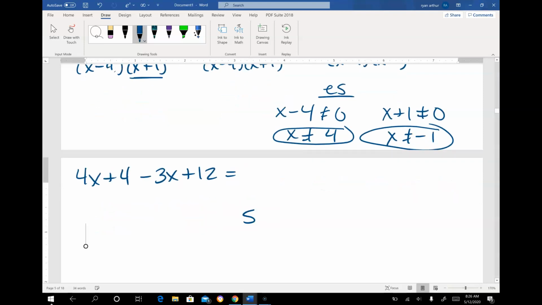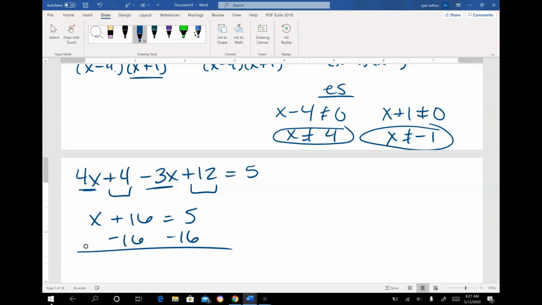Alright, so we're going to combine like terms. So 4x minus 3x is x. Plus 4 and plus 12 is going to be 16 equals 5. So subtract the 16. So 5 minus 16 is going to be negative 11. So x equals negative 11. That is not one of my extraneous solutions, so we're good. That is an answer. Okay?